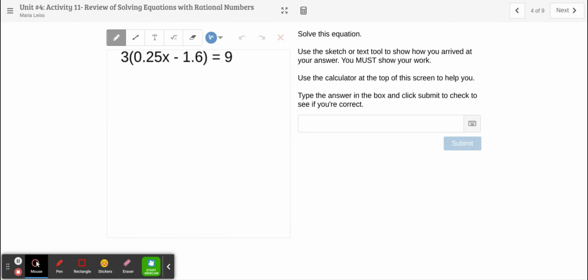All right. Now, no more fractions. What do we have? Decimals. Yep. So let's take that 3. We're going to multiply it by that. And we're going to multiply it by that. So 3 times 0.25x and 3 times, yep, that's a negative 1.6. Good job.